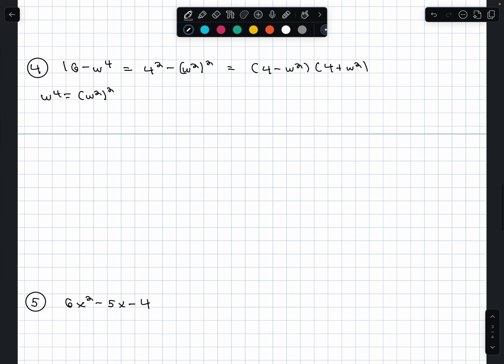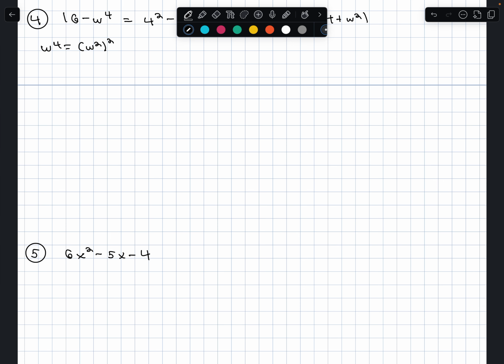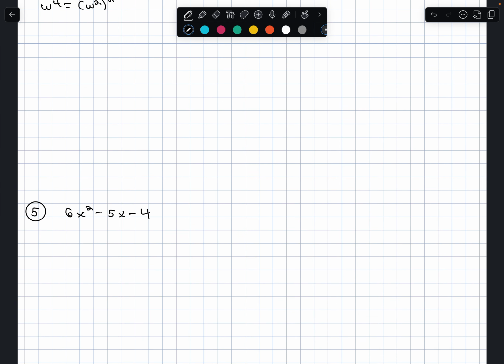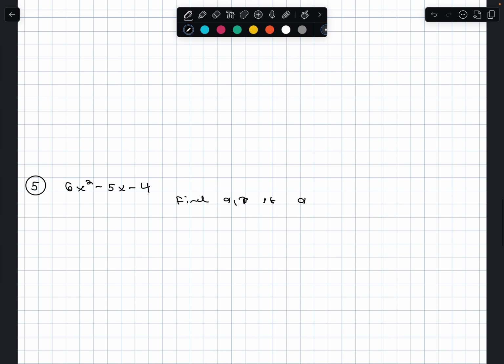Okay. And we have one more. For this one, we're going to need to use the factoring by grouping technique that we learned. That was like the last example. Okay, so we need to find alpha and beta such that alpha times beta is a times c, where a is the leading coefficient in front of the x squared and negative 4 is the constant. So find alpha and beta such that alpha times beta is negative 24 and alpha plus beta adds to the b term. So alpha plus beta is negative 5.